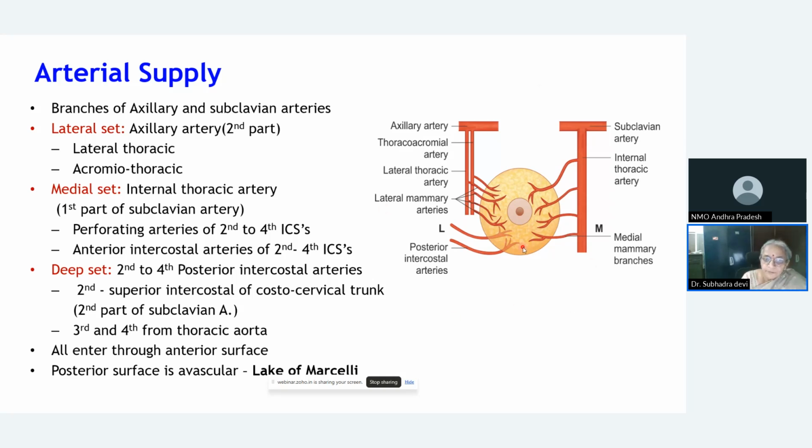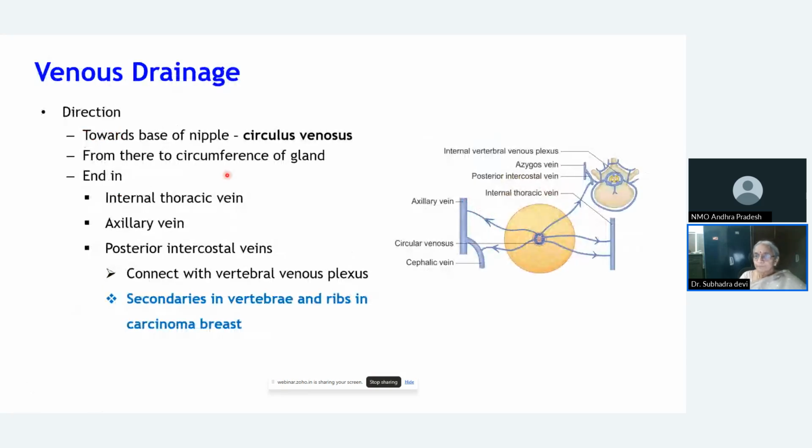Then the posterior surface of the mammary gland is avascular, and that is called the lake of Marseille, which can be an MCQ for you. Then what about the venous drainage? All of them are draining towards the nipple, around which there is a circulus venosus.